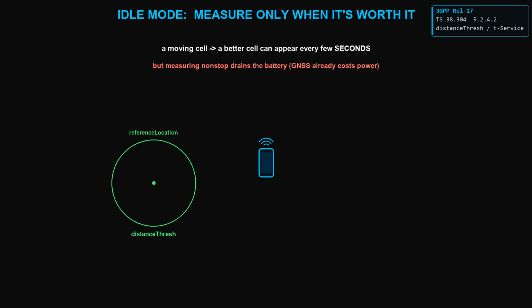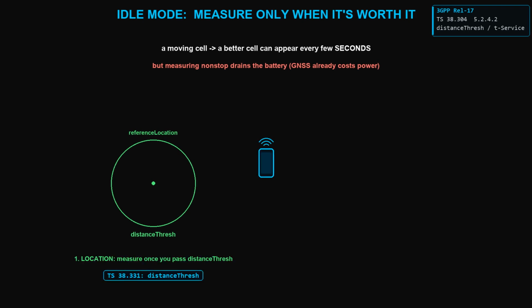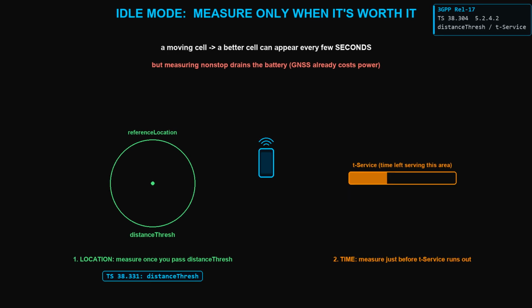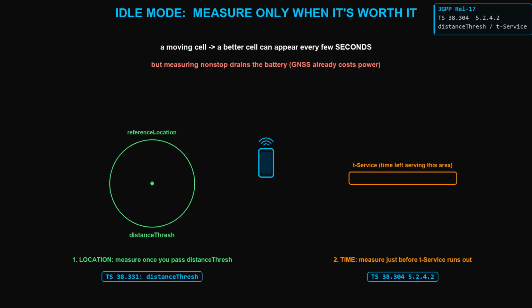The first is location-based. Don't bother measuring until your distance from the cell's reference location grows past a threshold, called distanceThresh. The second is time-based. Each cell advertises how long it will keep serving your area. It's t-Service, so the phone starts looking for a successor just before that runs out. Both rules are defined in TS 38.304, Clause 5.2.4.2. Instead of measuring blindly, the phone measures exactly when the geometry says it should.